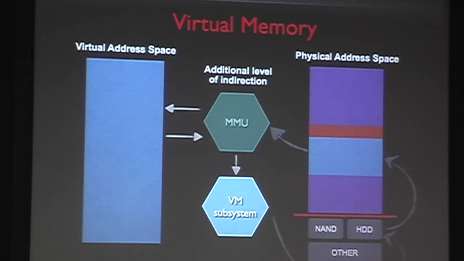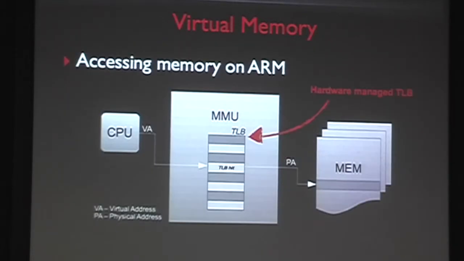And so actually all the application processors incorporate a memory management unit, a hardware unit that provides translations between virtual address world and physical address world. On ARM, access to memory is shown on the picture on the slide. So the CPU invokes a virtual address that is then translated by the MMU to the physical frame in the memory.